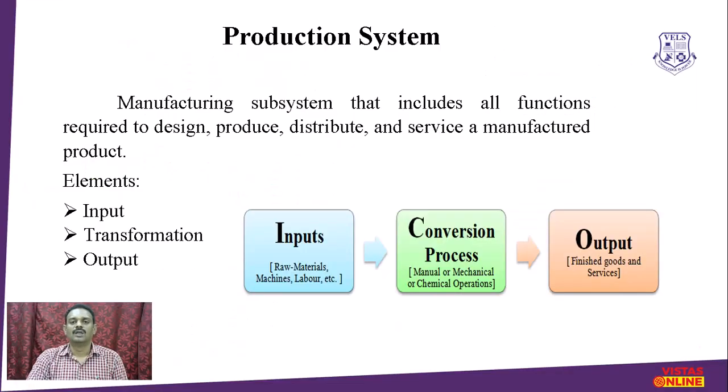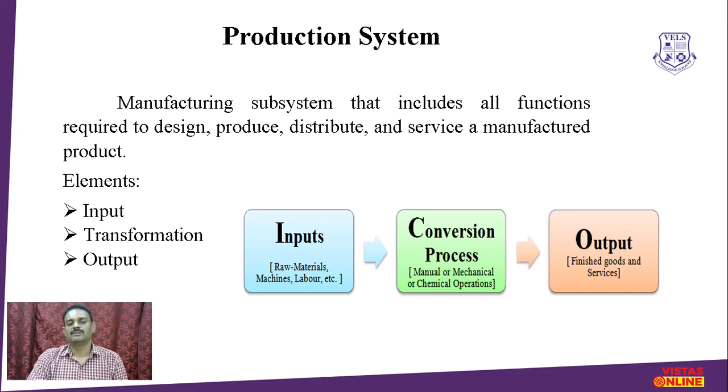Production system. Production system is nothing but converting the raw material into finished products. The company's production department converts the raw materials into finished products. The production system includes the functions required to design the product, produce the product, distribute the finished products, and also provide services for the products.